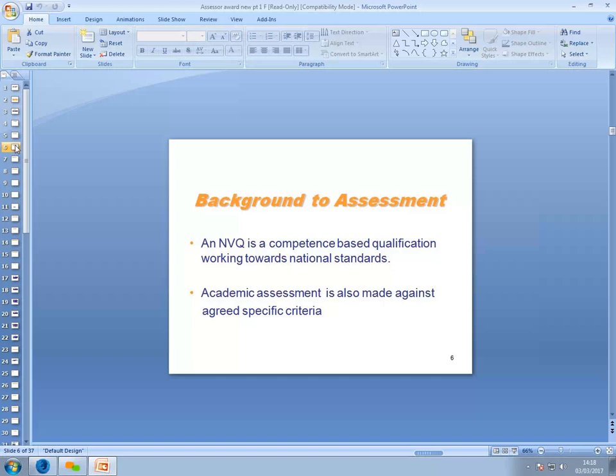Academic assessment is also made against specific criteria which are placed by the awarding body. In your case, we're using NCFE, and they have laid down the standards for your assessment. Well, they didn't lay the standards down, that's not true, to be honest. They have put forward the standards under their banner. The standards have been laid down by the training and development lead body for the whole industry. Same with engineering or motor vehicle or construction.